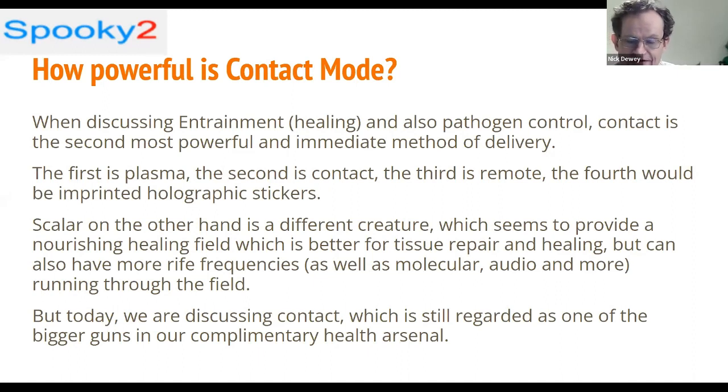But these different methods of delivery have their own benefits. Plasma is like the nuclear killer of all kinds of things. Contact is the electrocution by frequency of all kinds of things, as well as entrainment and healing. Then there's remotes, which is milder, more long-term, trickle feeds your body, keeps you topped up, and then imprinted holographic stickers. So people value the remotes, but they also value the imprinted holographic stickers, even though that's less powerful than the remotes.